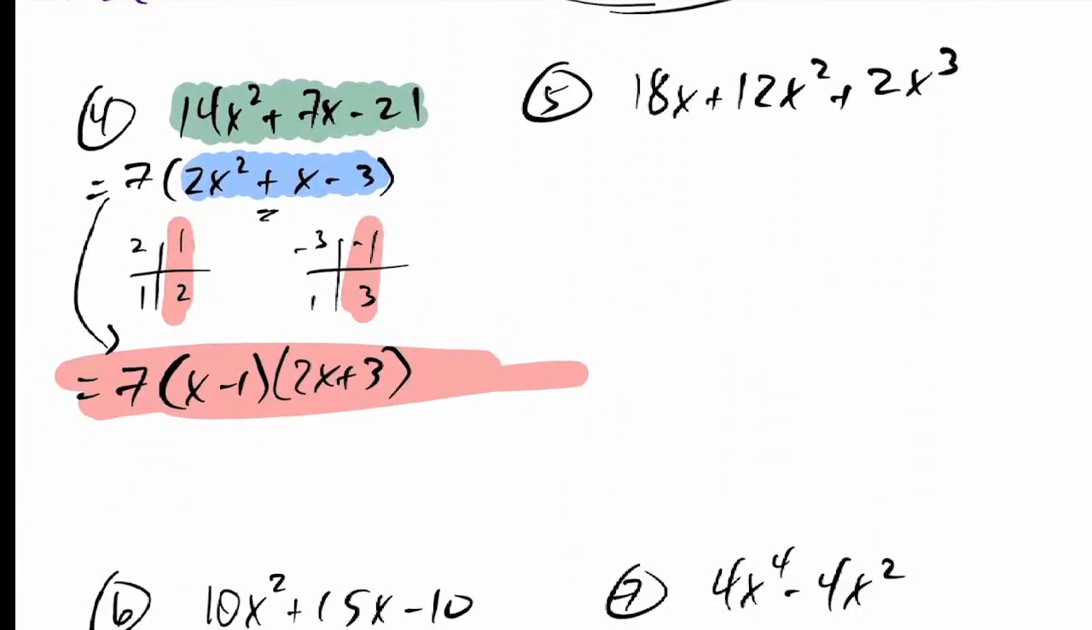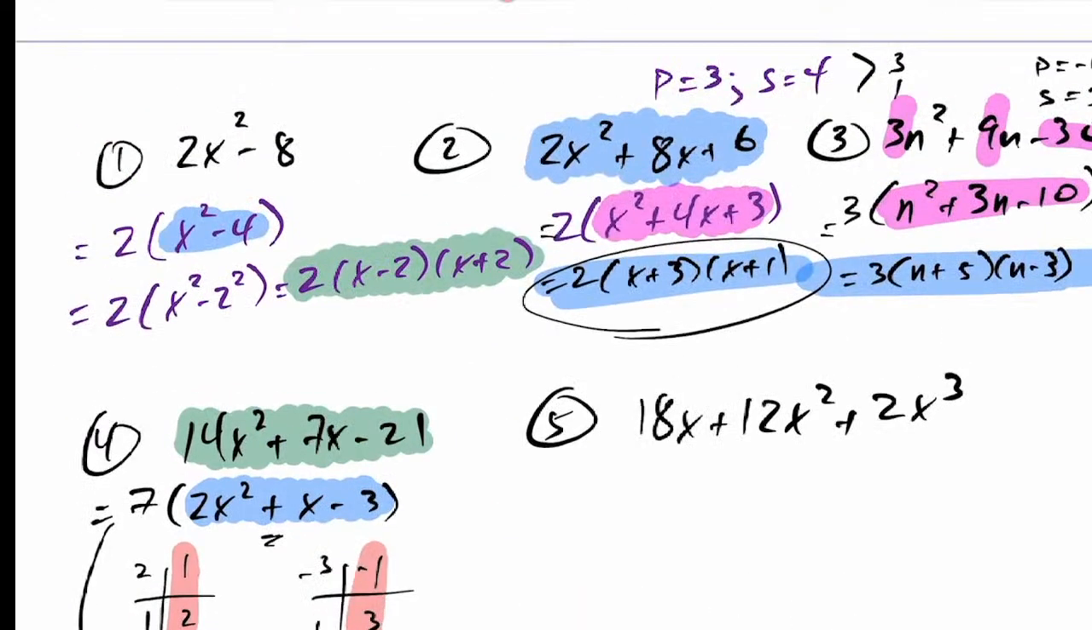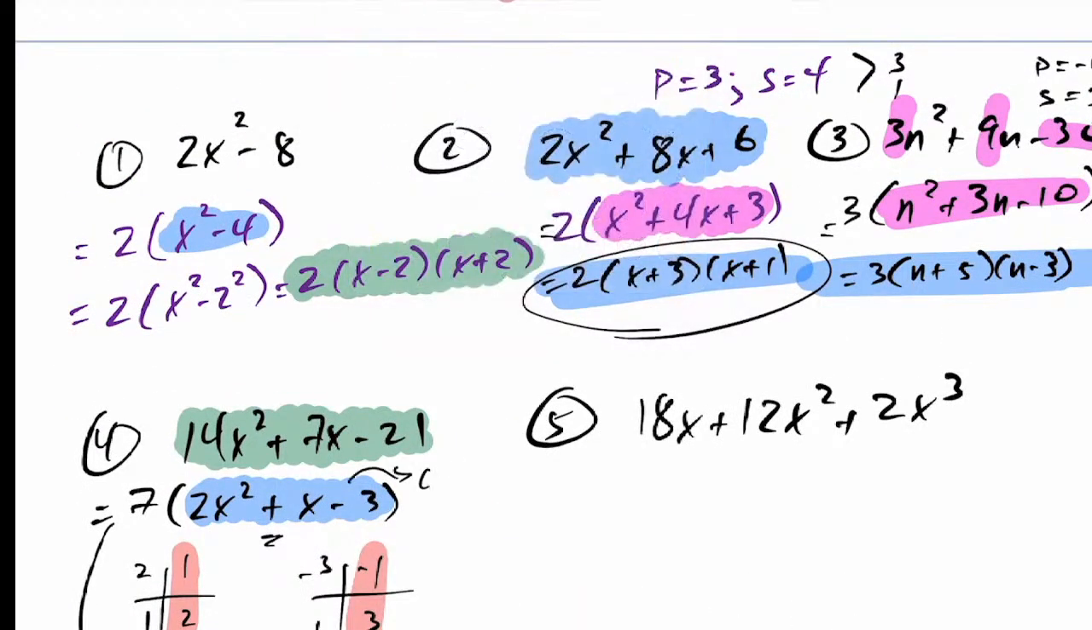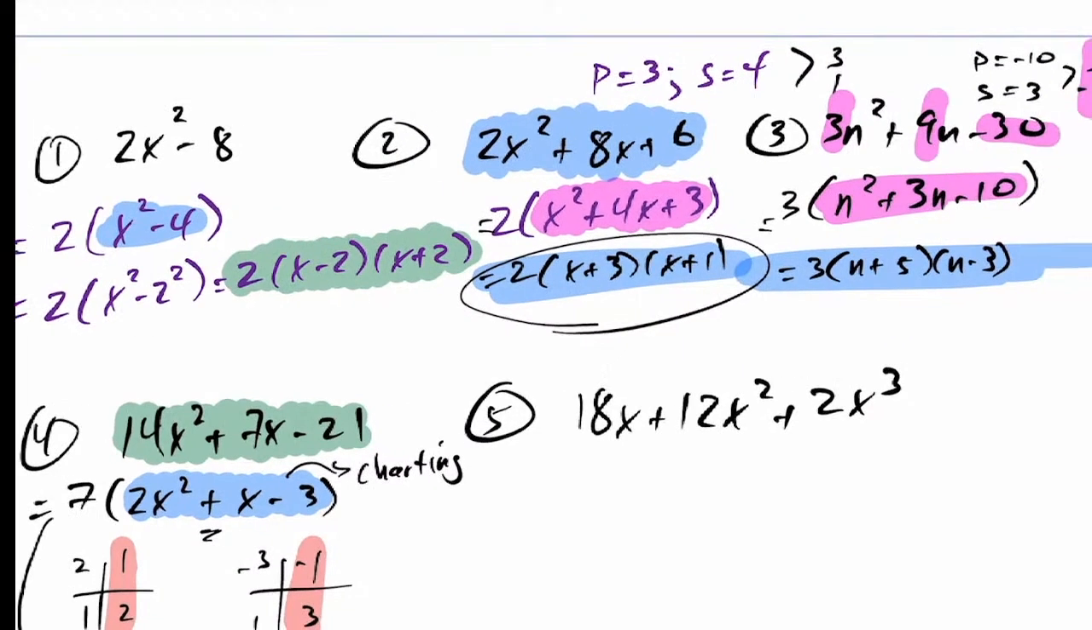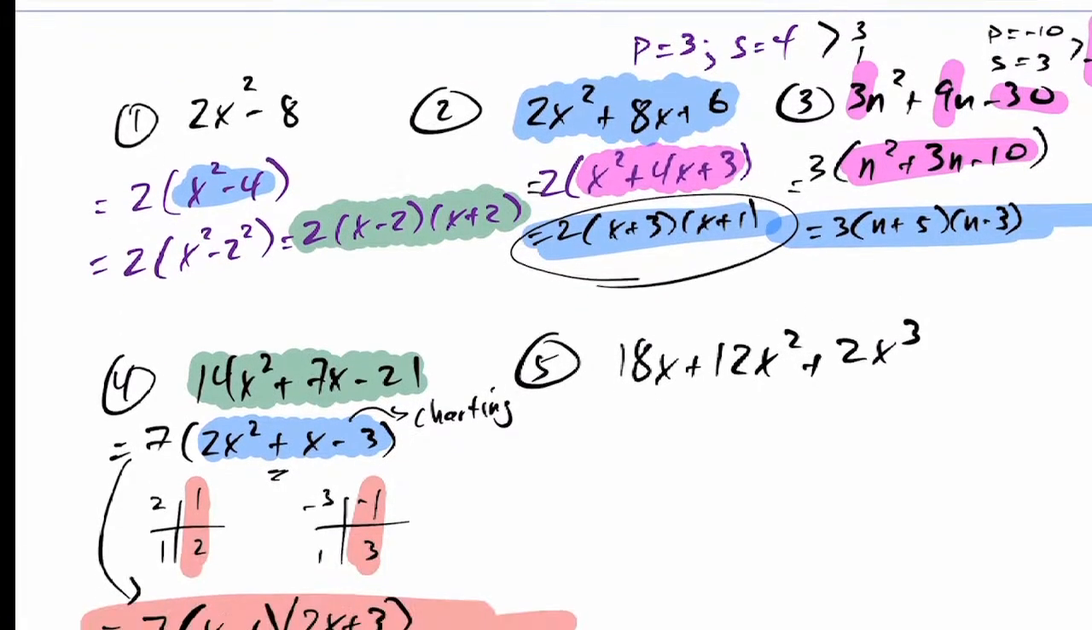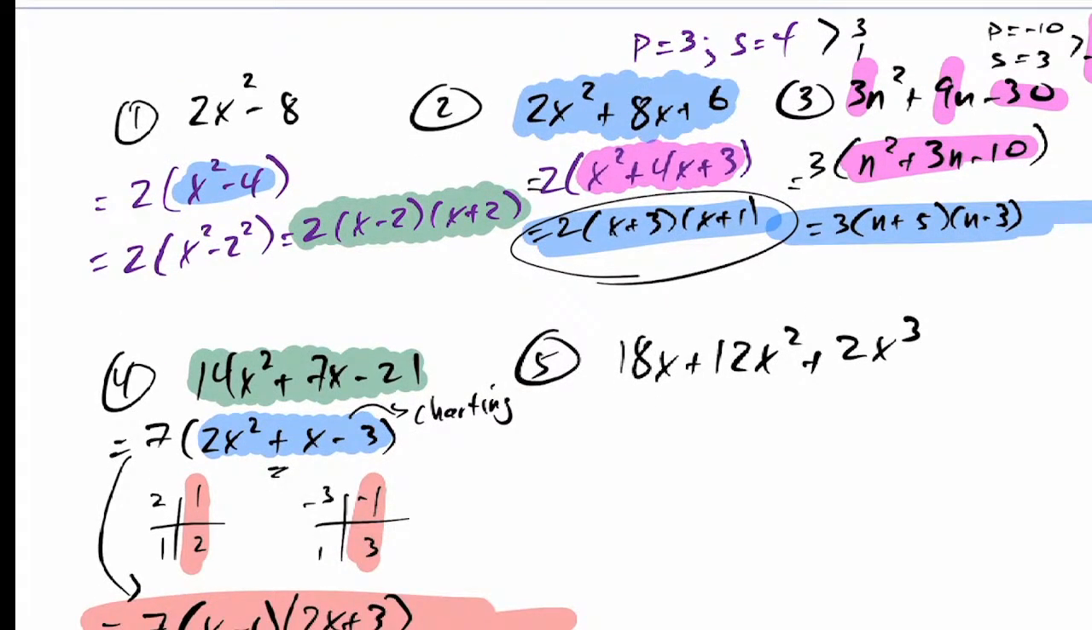Typically use the charting method if the leading coefficient isn't 1. So like number 4 is normally done using charting. There's an alternative method we can talk about next week called decomposition. I've got a lesson on it as well. It's posted. But we'll talk about that as well. So there's 1, 2, 3, and 4.